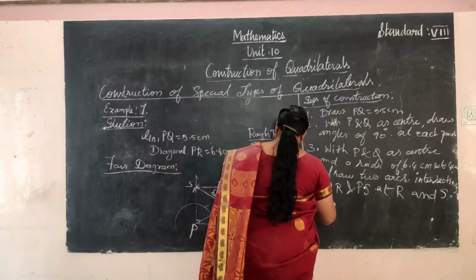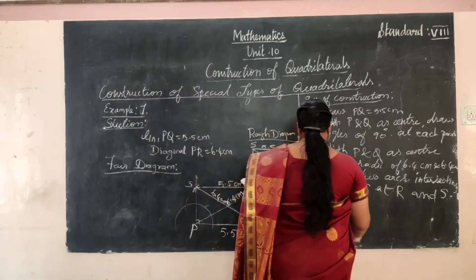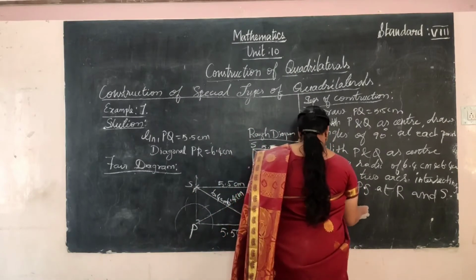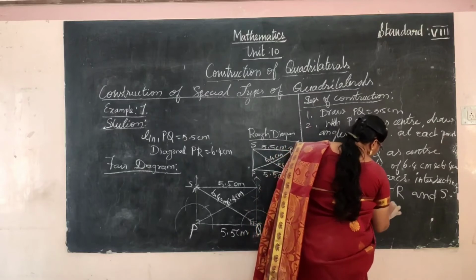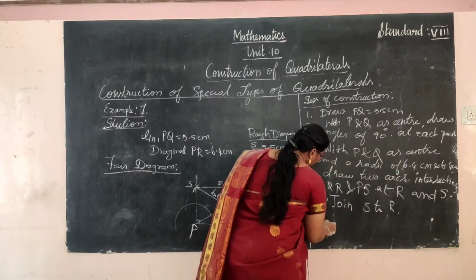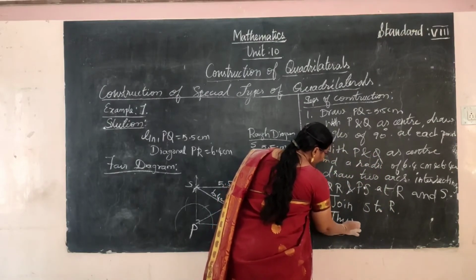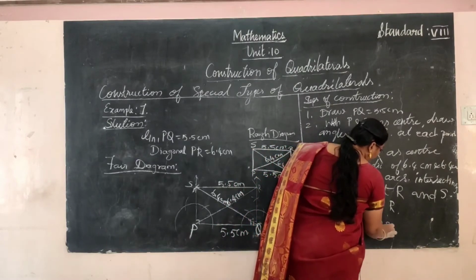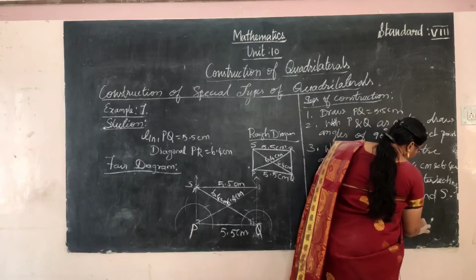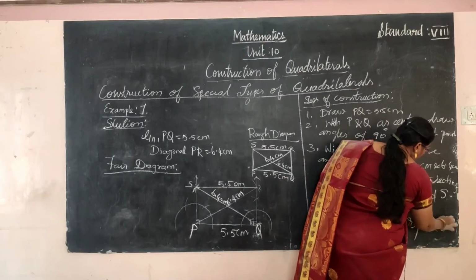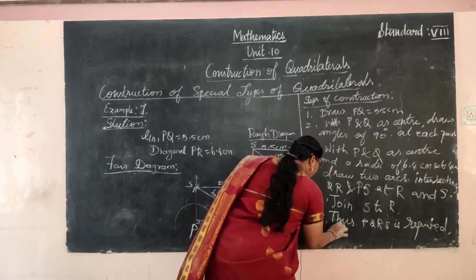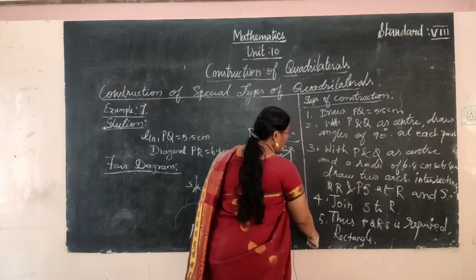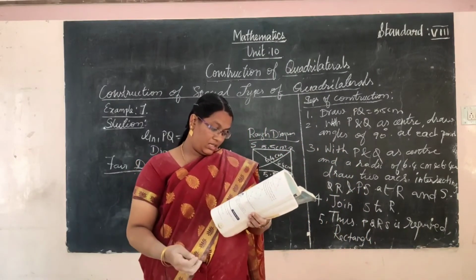And finally, join S to R. Thus we get the rectangle. Thus PQRS is a rectangle. That's all, that's it.